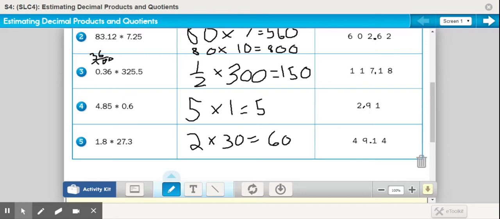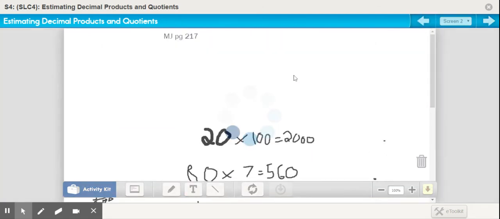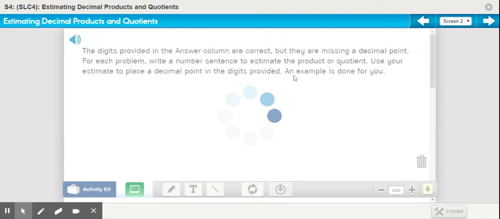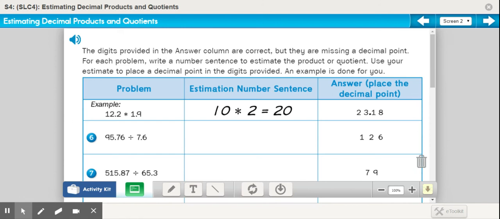So how'd you feel with the multiplying? Pretty good? Because now we are going to look at quotients. We're going to be dividing. So if you need to take a break, you may. Just make sure you come back so we can finish 6 through 10 with division. Because dividing makes it a little bit trickier.